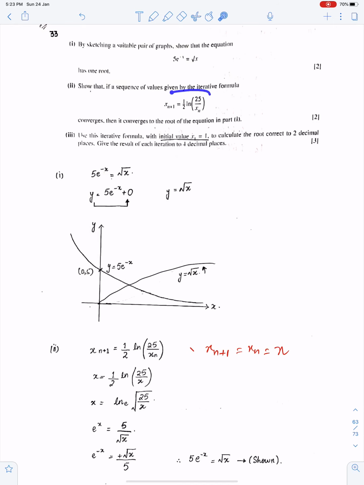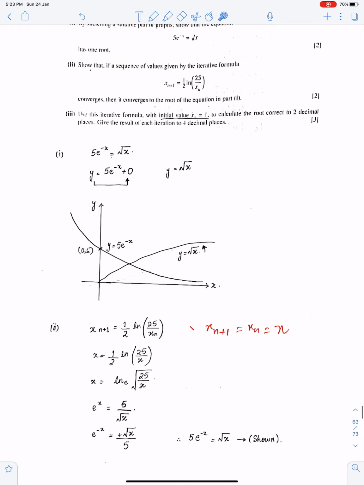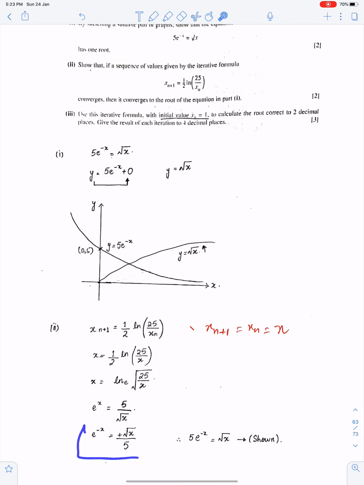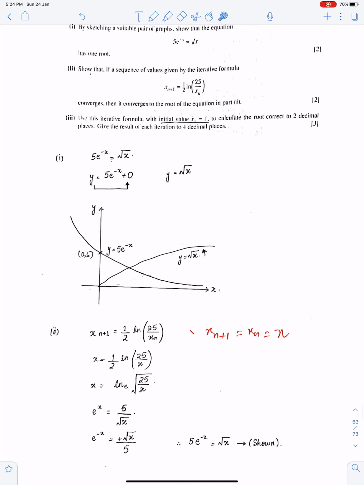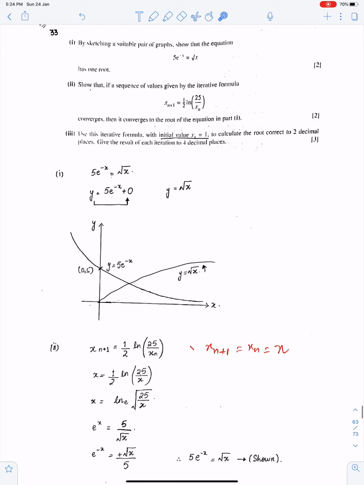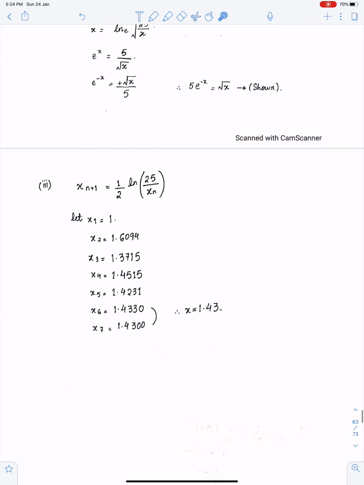And then you have to convert this equation into this form, because it's mentioned, show that if a sequence of values given by the iterative formula converges, then it converges to the root of the equation in part 1. So you need to convert this equation into this form. By using this equation onto this equation, we have this. So we have got the answer, 5e to the minus x, root x. This is what we had to show. And the last part is simple. You can do the last part yourself, the iteration part.